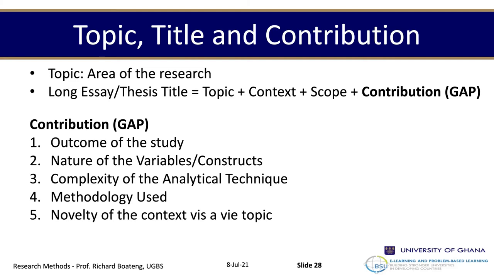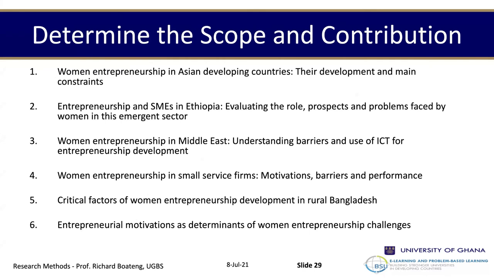Then the contribution: what would be the variables you are looking into, the nature of the study, the complexity of the analytical technique, like we mentioned, maybe a structural equation modeling approach, a methodology being used, the novelty of the context. Sometimes the contribution is really in the context. Sometimes it happens that way, especially for those doing the social sciences, where the work is more about Ghana and your history. Your work will end up being more about Ghana, so you can't do much about that, or an issue in the country. Now let's look at examples here.